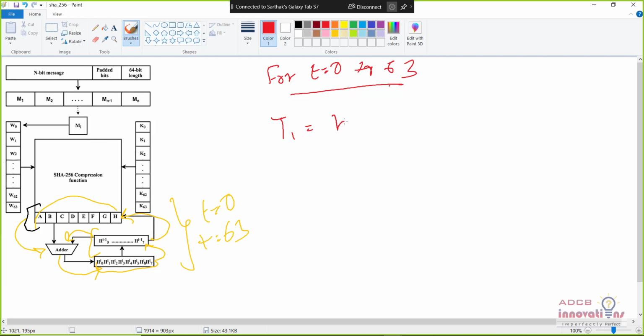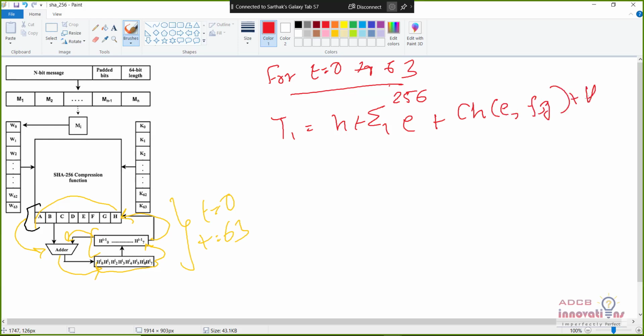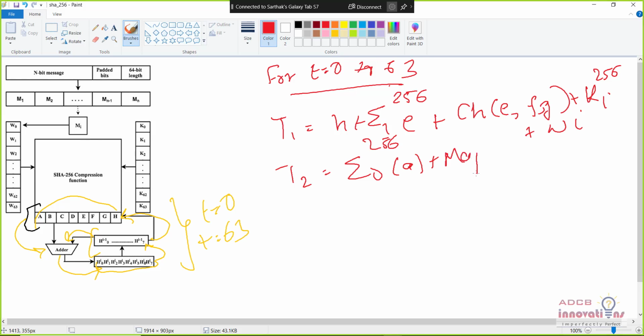T1 will be equal to h plus sigma 1 of e, and there will be e and chi functions which we are using. We are not going to go into the detail of these functions, which is why I have not included the equations in these slides. So this is how T1 is calculated. Then we need to calculate T2, that is sigma 0 of a, and the majority function is also used in this, that is majority of a, b, c.